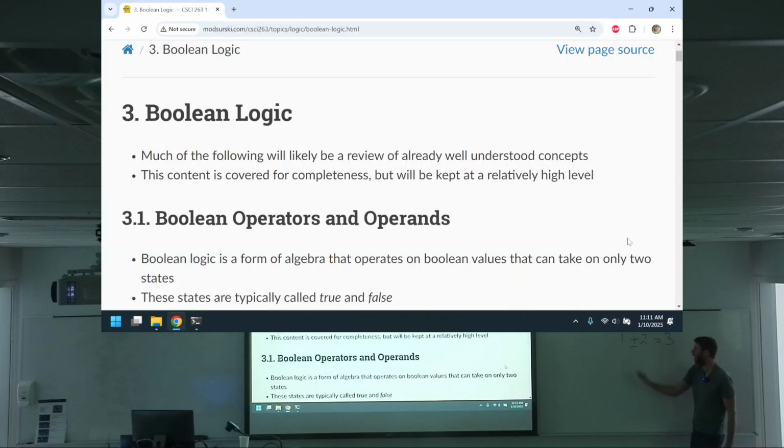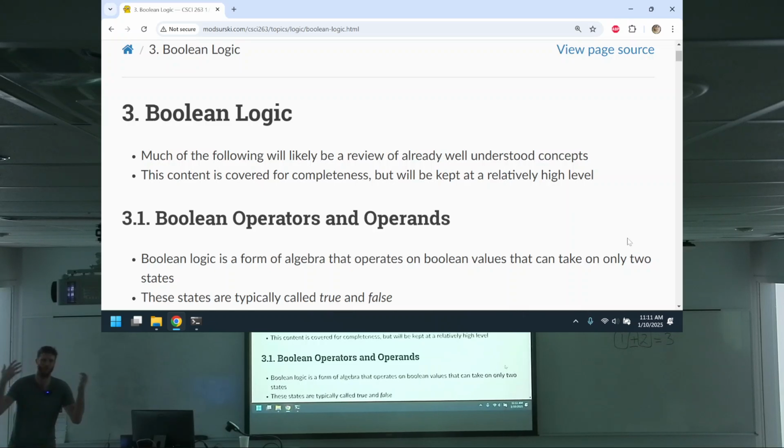Operator, operands, right? You hopefully learned this at some point in your life, but it may have been a long time ago where these words were described to you. But we usually deal with these things at a high enough level that we don't talk about them as operator and operands very often, but that's what they are.